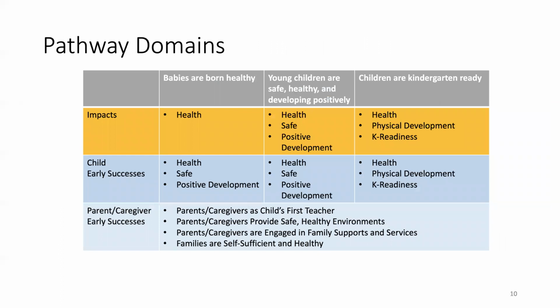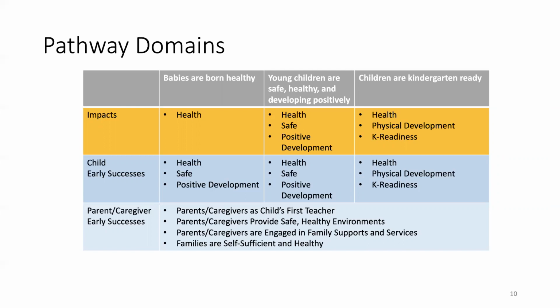Here's a different kind of snapshot of just the domains that are found across 3 pages in the developmental pathway. You'll see that there's quite a few similarities across the domains, across the 3 impact areas. And we did this to make it easier when we start collecting data and looking to see how children are doing relative to health, for example. So you'll see that for babies born healthy and young children are safe, healthy, and developing positively, we focus for the most part on domains related to health, safety, and positive development.